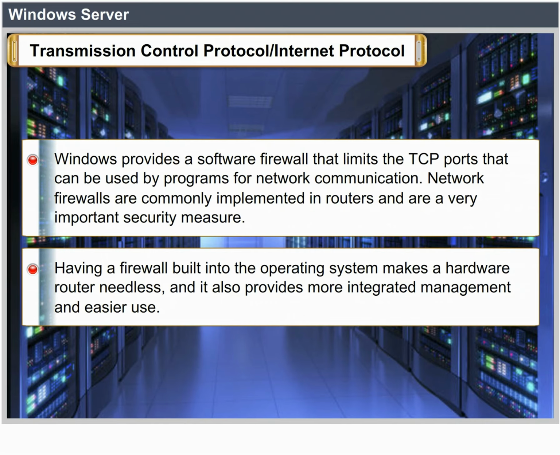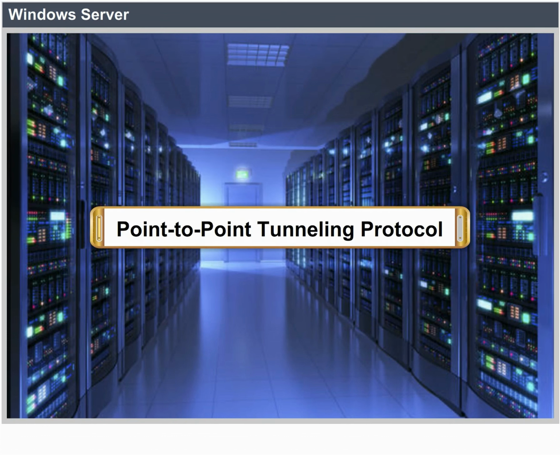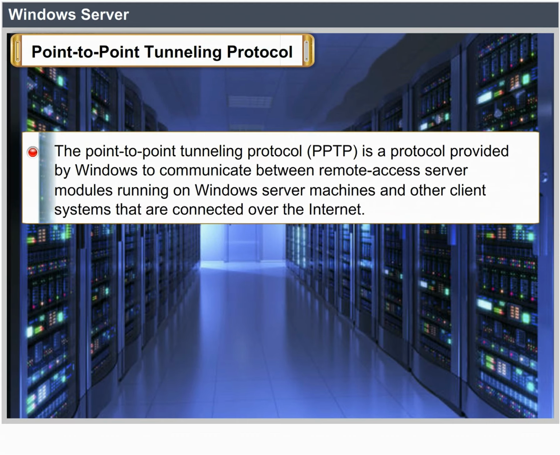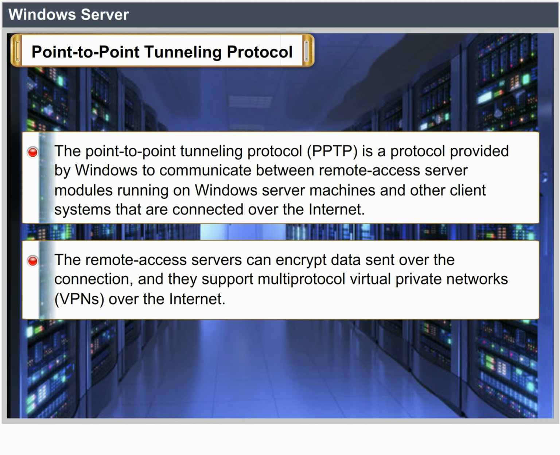Point-to-point tunneling protocol. The point-to-point tunneling protocol, PPTP, is a protocol provided by Windows to communicate between remote access server modules running on Windows server machines and other client systems that are connected over the Internet. The remote access servers can encrypt data sent over the connection, and they support multi-protocol virtual private networks, VPNs, over the Internet.